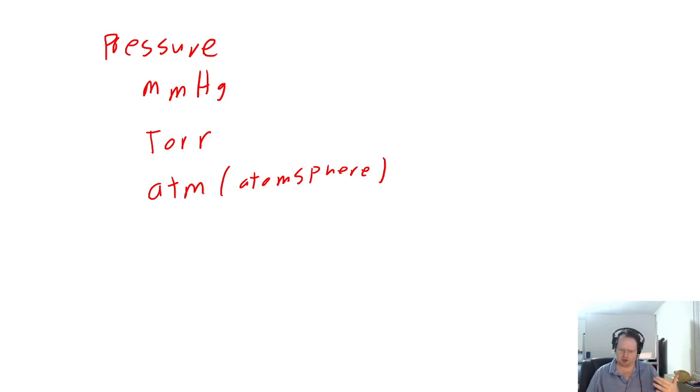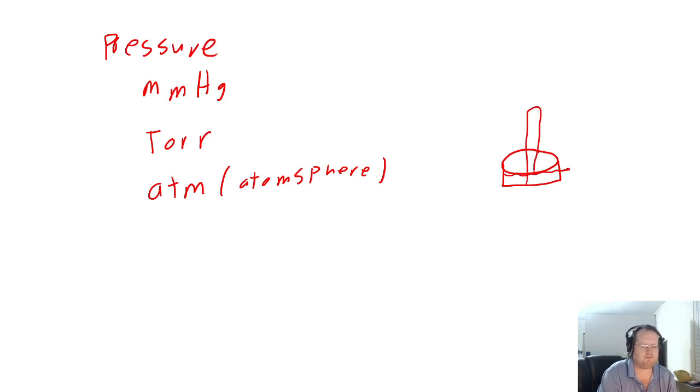So millimeters of mercury comes from the way that we actually measure pressure. So the idea of a barometer was sort of the original designs. We don't use mercury much anymore, usually because mercury has some toxicity issues. But if we had a pool of mercury, and then we have a tube inside it, and inside that tube, we have a vacuum here. So there's no air in that part.